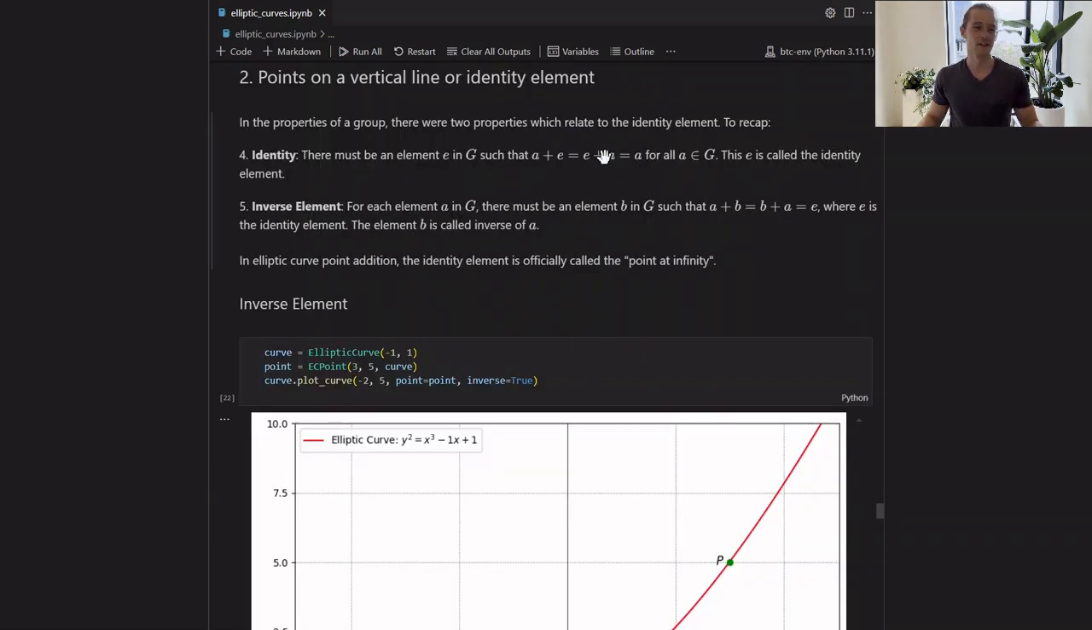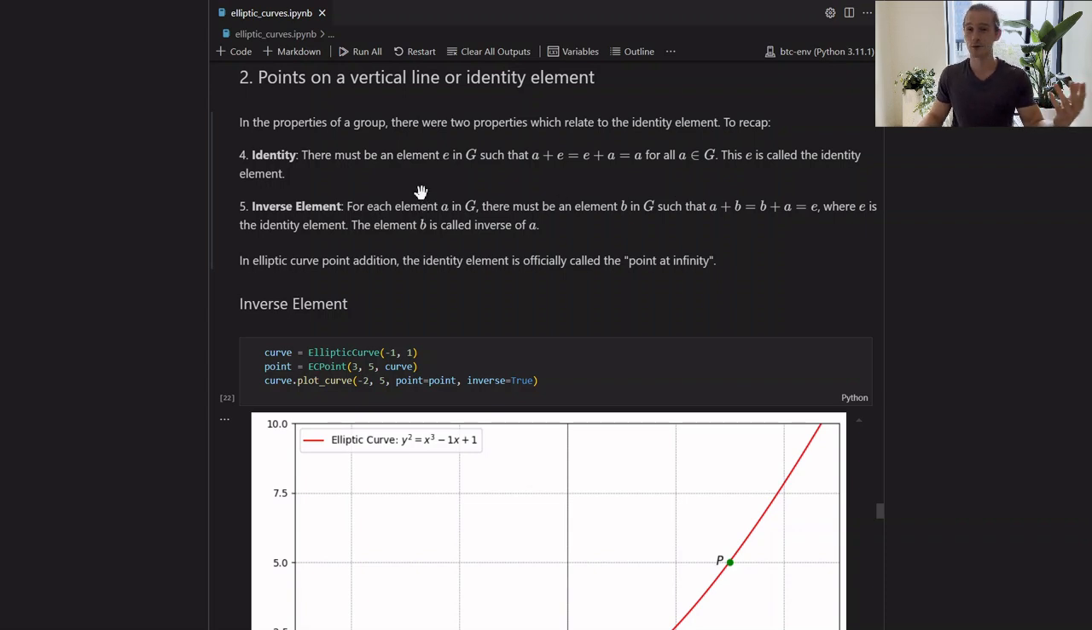Let's look at the second scenario, which is where we have points on a vertical line or the identity element. So thus far we've only talked about what the inverse of a point on an elliptic curve is, which is just the point reflected over the x-axis, in which case those 2 points actually lie on a vertical line. But we haven't talked about what the identity element actually is.